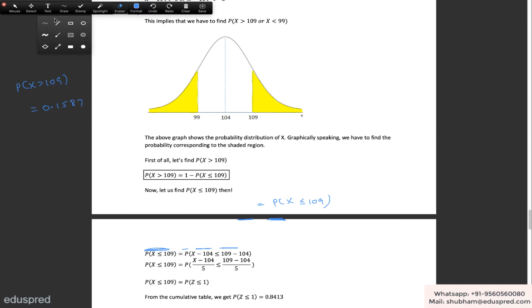That means if I have to show this to you graphically, this area over here is 0.1587. So the probability that x is greater than 109 is equal to this. Now, if you want, you can find the probability that x is less than 99 in a similar manner by first converting this expression into an expression which has the z variable, and then you can take a look at the z table to find the probability. However, over here there is also a shortcut.